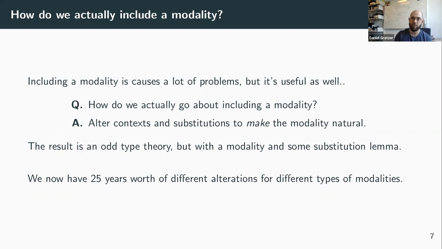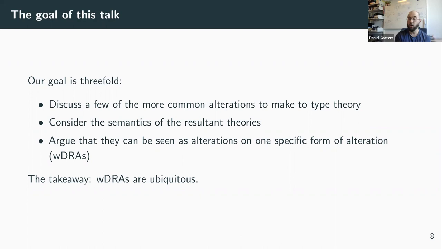And so the goal of this talk is to sort of survey a few of the more common alterations to make. And in so doing, we have to discuss their semantics a bit. This is kind of necessary to understand what the point of these modal type theories is. And I'd like to make the argument that the modalities that we run across in nature tend to lend themselves to being viewed as so-called weak dependent right adjoints. And so I'm hoping to convince you in this talk that, well, weak dependent right adjoints might not be particularly nice to work with. They have some prominent place within what we know how to do currently.